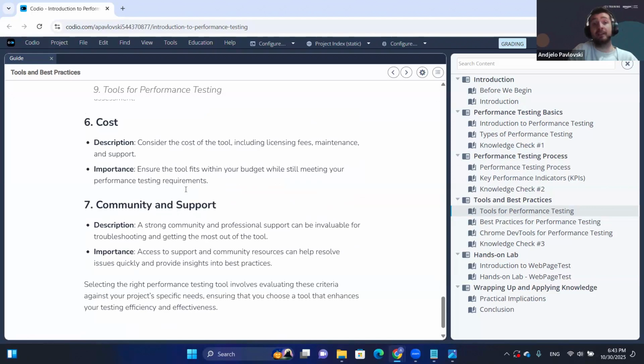And we finally move to cost and community and support. Costs, again, you don't want to use a tool which will be a heavy cost on the project.